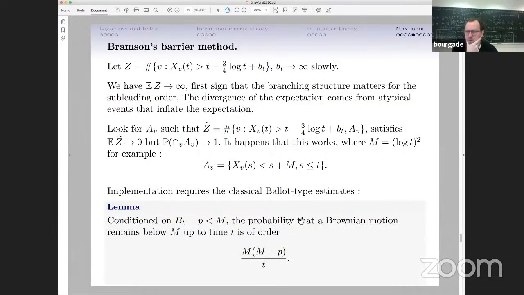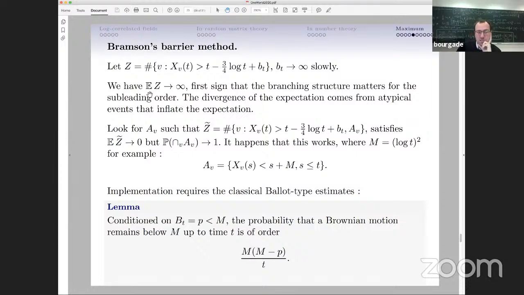So let's go back to branching Brownian motion. Imagine you want to prove the maximum of branching Brownian motions, these x_v at time t, is of order t minus 3/4 of log t. So in particular, you would like to prove that there is no Brownian motion higher than this, where b_t goes to infinity arbitrarily slowly.